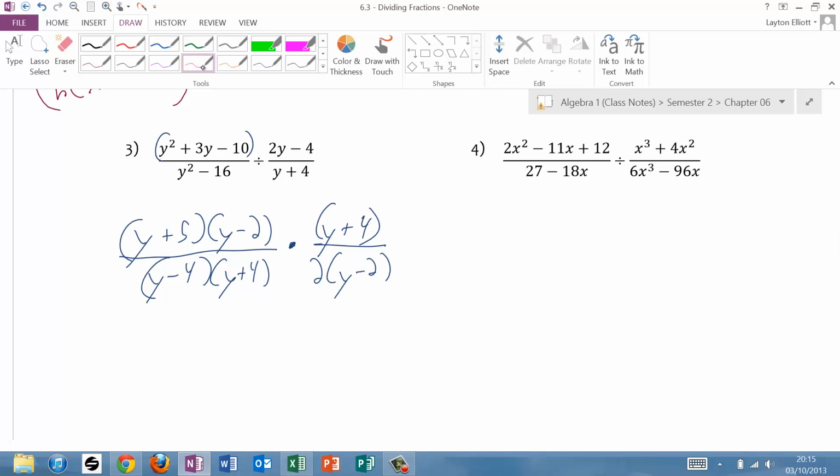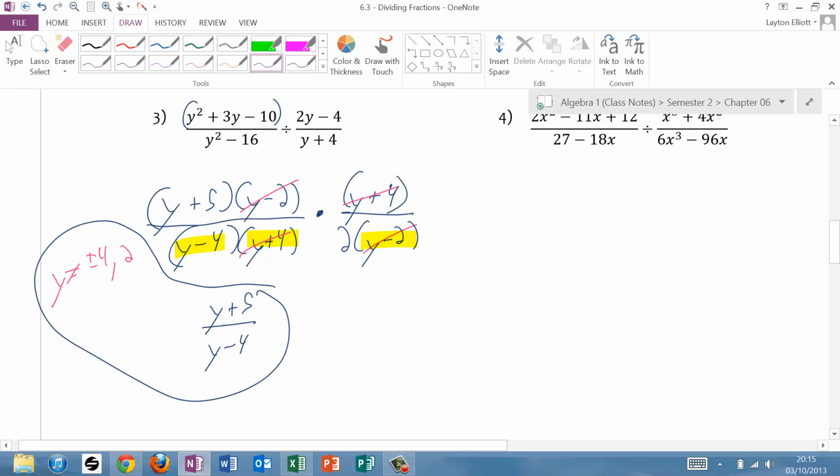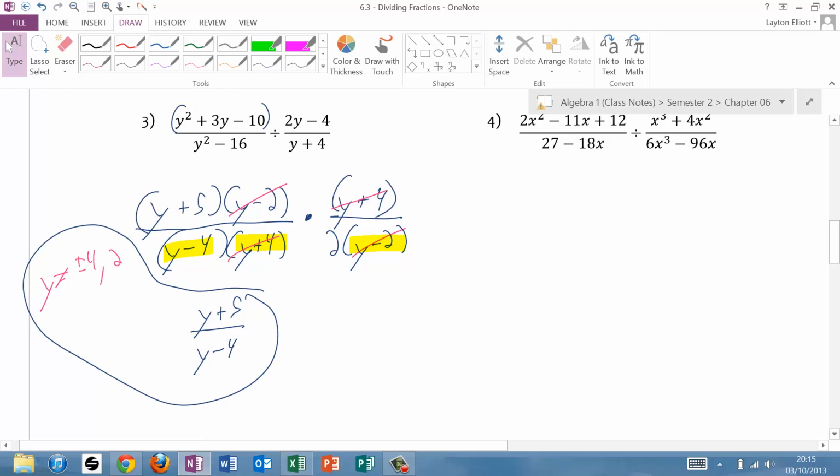Now we play the canceling game. Before that, we have one variable. We're going to play the domain game. Y cannot be. Take a look at your denominator values. We have this, this, and this. So y cannot be positive or negative 4 or positive 2. Then we can cancel. The y minus 2's go, the y plus 4's go, and I end up with y plus 5 over y minus 4. I'm going to bring that in here and say y cannot be plus minus 4 or 2.